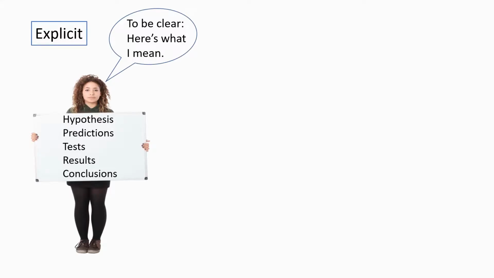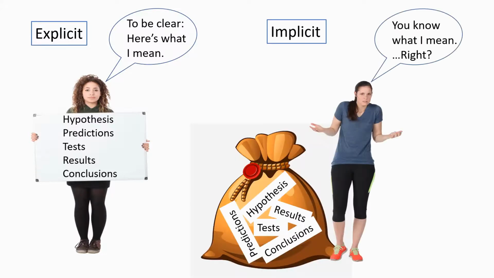This slide highlights the major differences. In the case of the explicit hypothesis, the scientist is admirably clear about what she's doing. She states her hypothesis, predictions, the tests, how the results relate to the tests, and how the conclusions follow. In the case of the implicit hypothesis, the science may be equally excellent, and all of the elements of hypothesis testing are somehow present in the paper, but the author places a lot of the burden on the reader to figure out what it is that she really means.